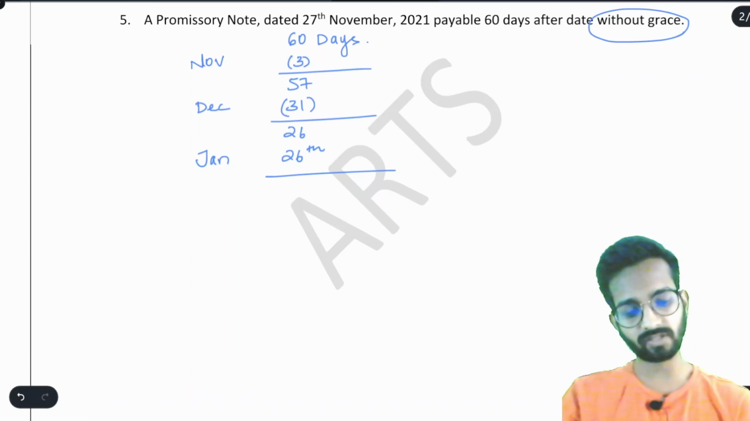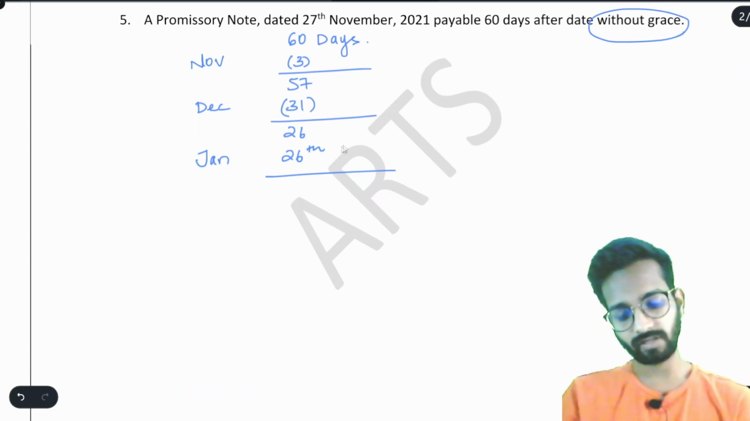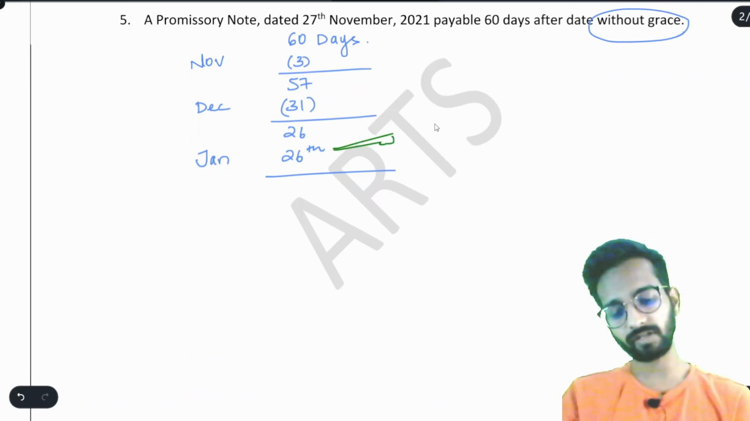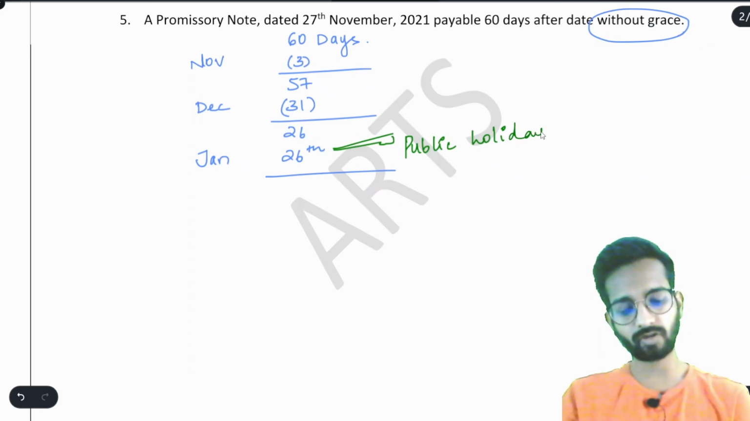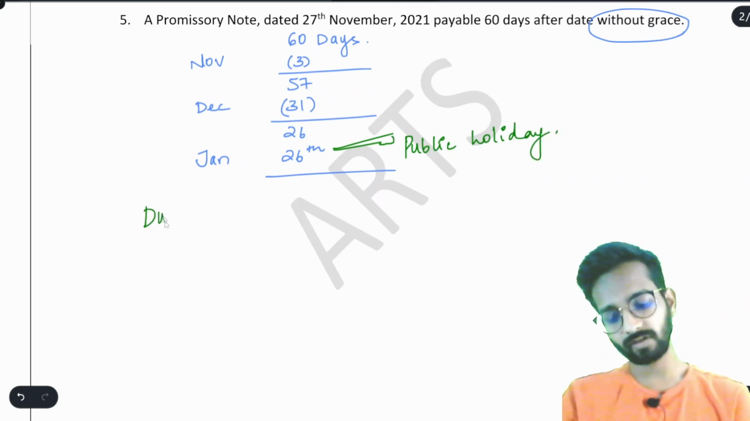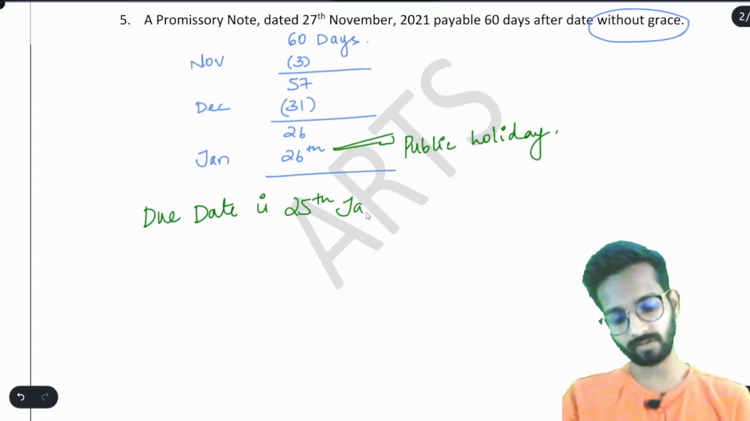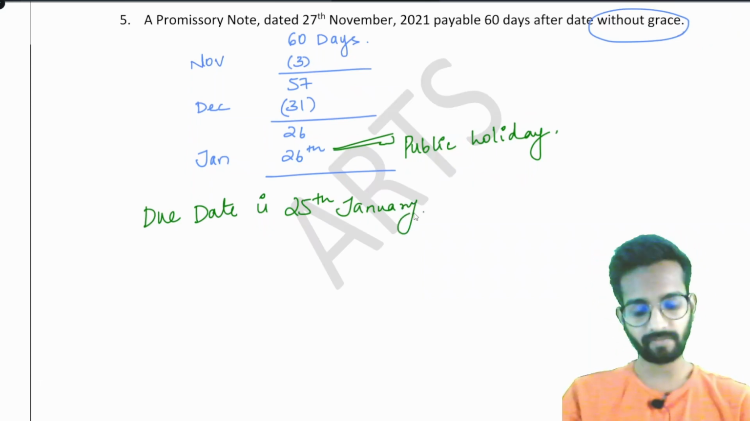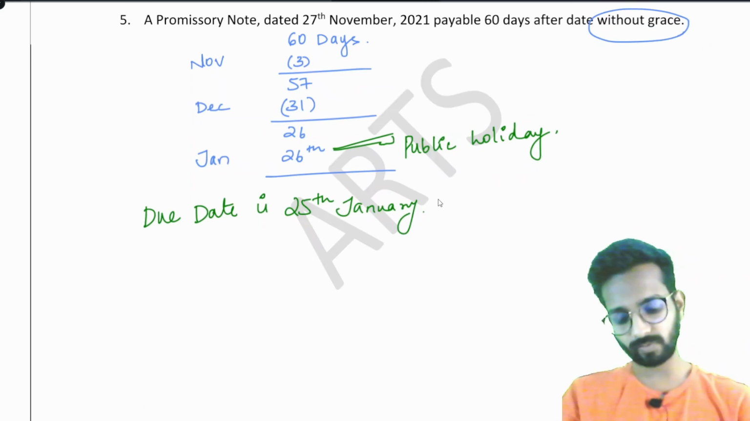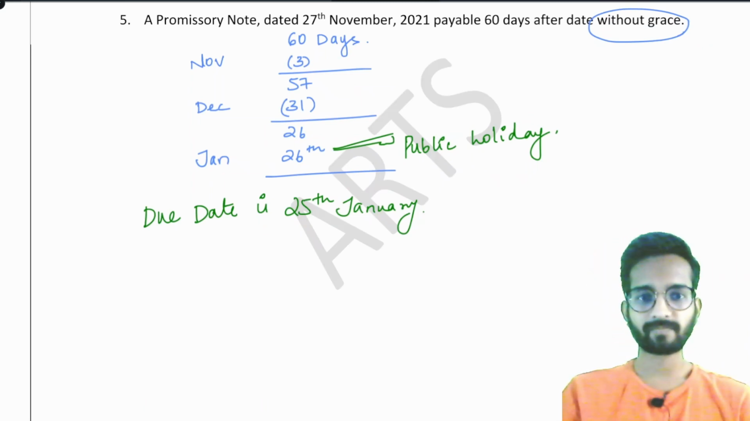But as soon as I write this, a student tells, sir, 26th January cannot be the due date. I said, why? Because it is a public holiday. If it is a public holiday, then what will be your due date? Your due date will be 25th January, the one day before that public holiday. Very, very simple. These were the capsules of our due dates. Thank you so much.